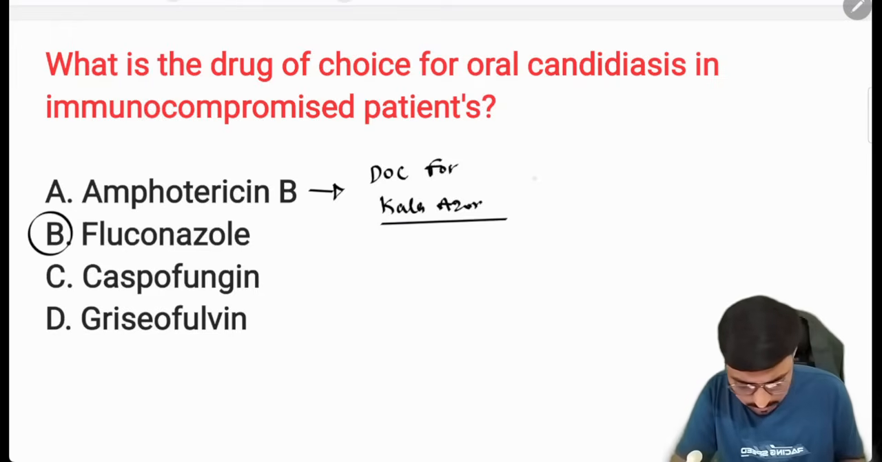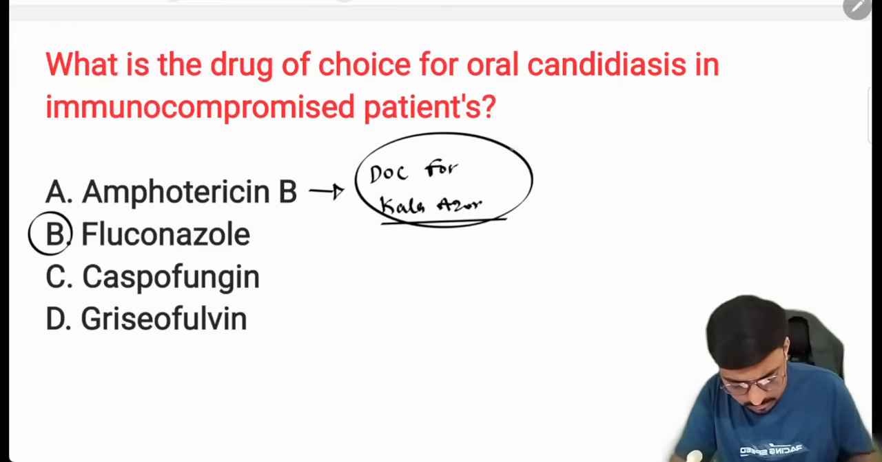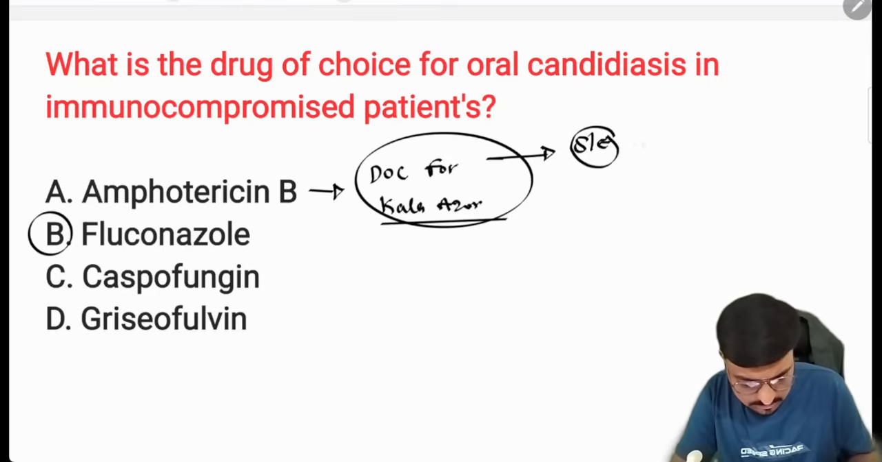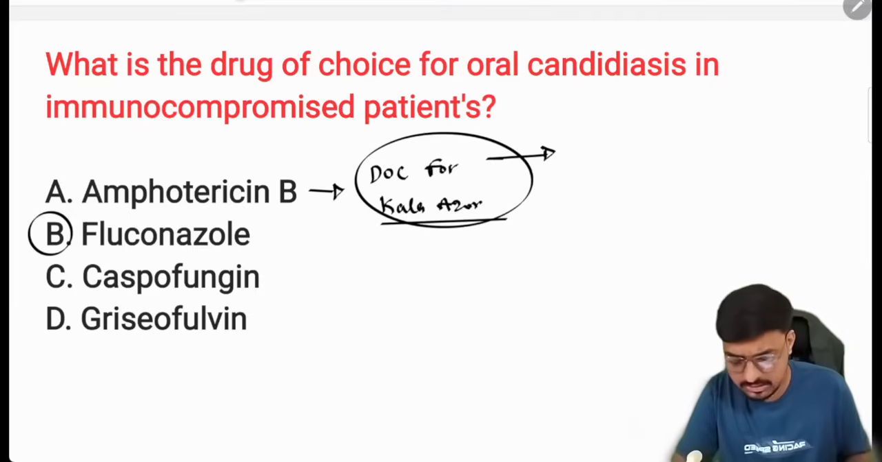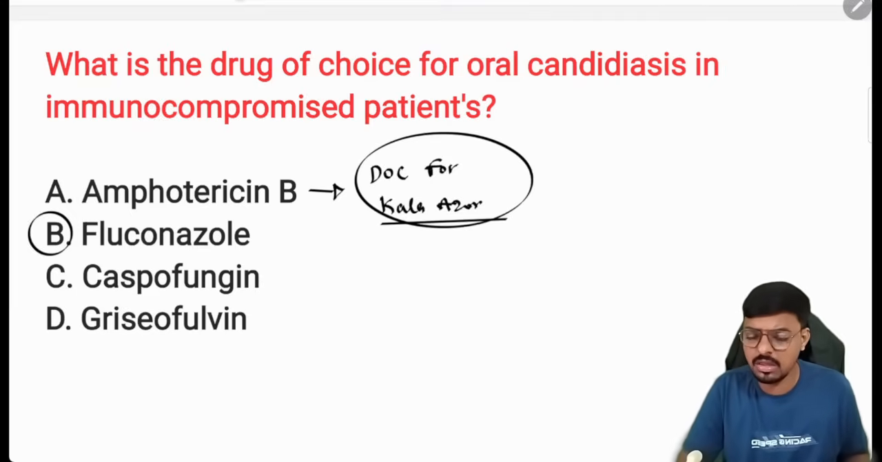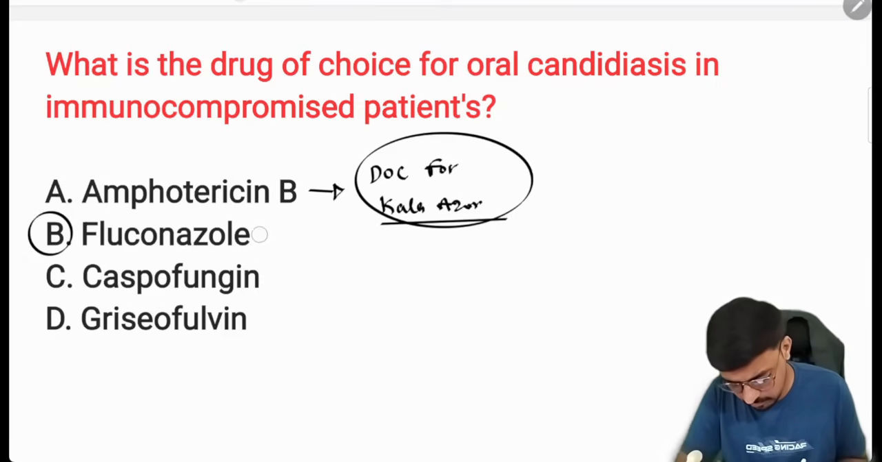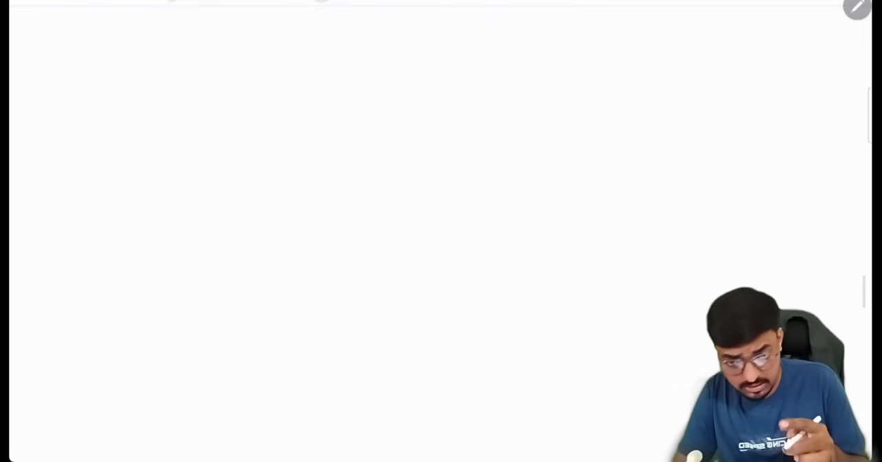Amphotericin B is usually the drug of choice for Kala-azar. Very importantly, we have to keep in mind that wherever the patient is using amphotericin B, there is the highest risk of side effects like hypocalcemia and hypomagnesemia. Just keep one thing in mind: the drug of choice for Kala-azar is amphotericin B, and the drug of choice for oral candidiasis in an immunocompromised patient is fluconazole. Hope you have understood this question. Already discussed in the last theory portion.